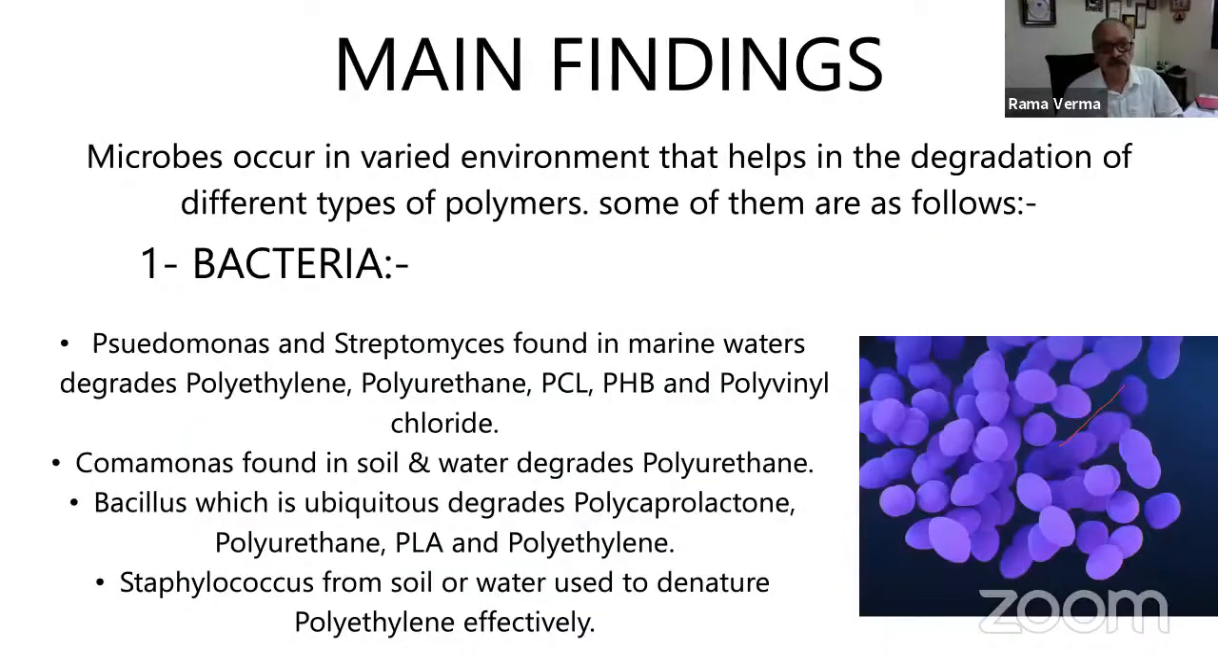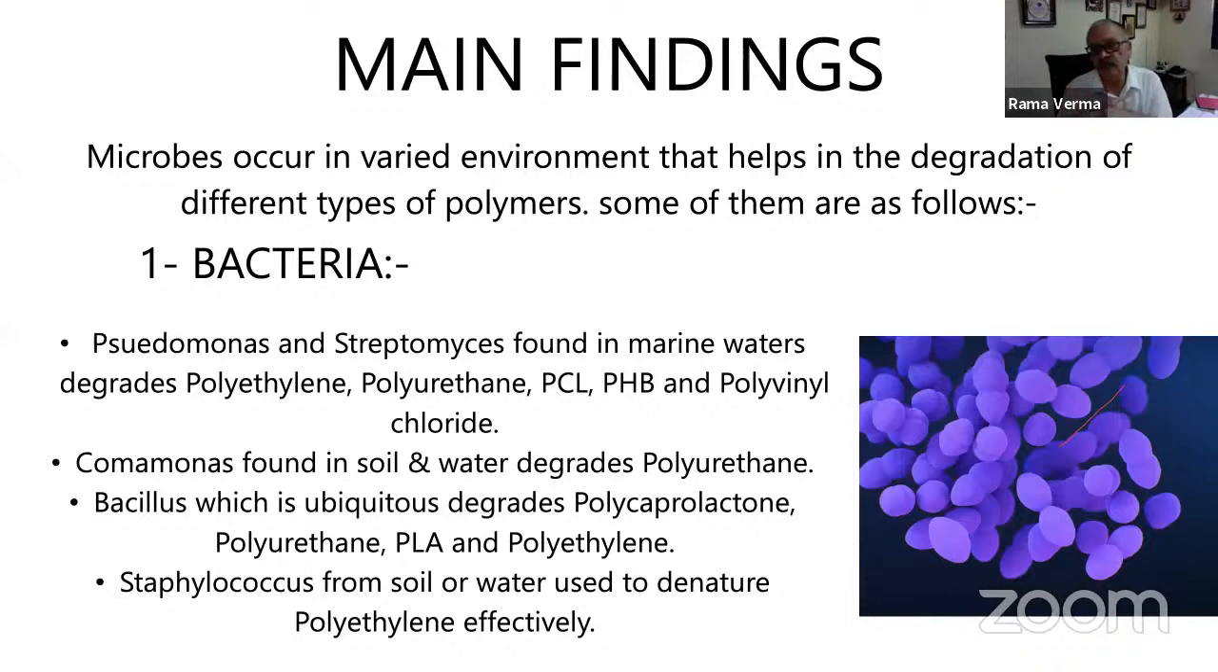So this is important. What are the bacteria? Pseudomonas and Streptomyces. These come from marine water and can degrade polyethylene, polyurethane, PCL (polycaprolactone), and polyvinyl chloride also. Bacillus, which is ubiquitous, can degrade polycaprolactone and polyurethane. Then Streptococcus from soil and water can degrade polyethylene effectively also.